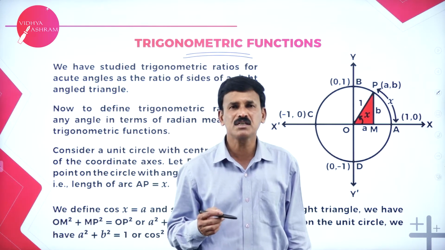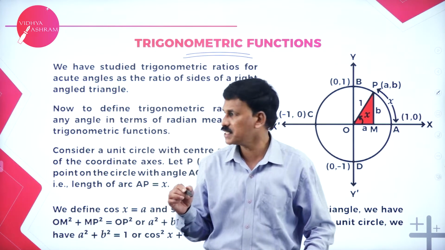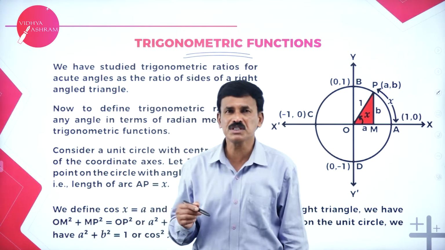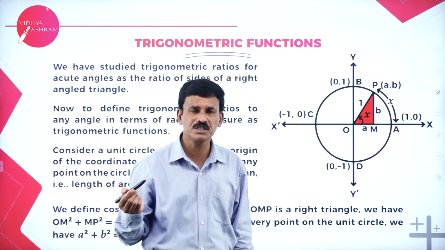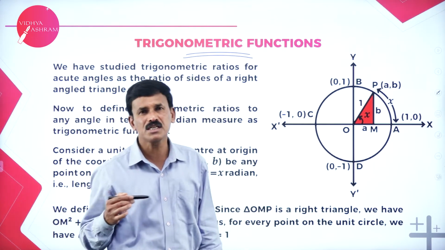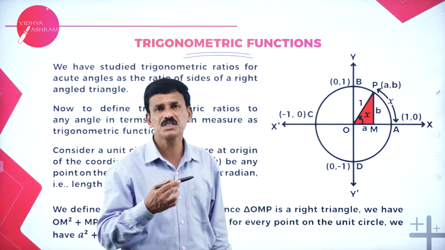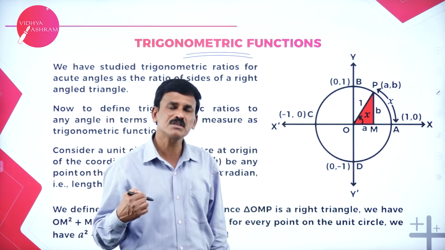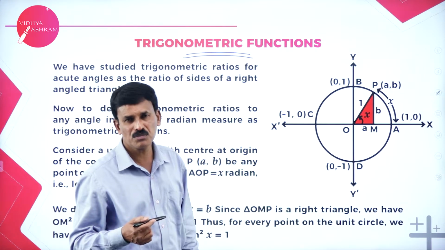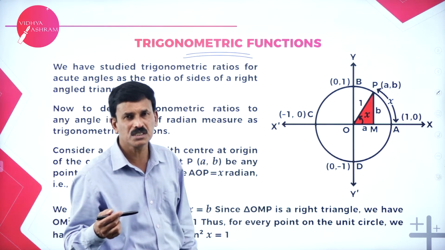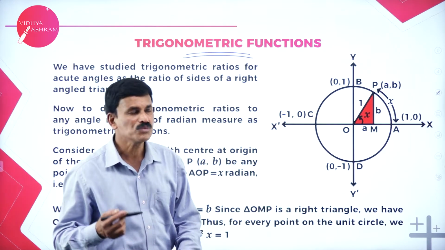Sine of angle theta, sin theta, is always equal to opposite side divided by hypotenuse, right? Opposite by hypotenuse is sin theta, cosine of angle theta is adjacent by hypotenuse, tangent of angle theta is opposite by adjacent, and cotangent is adjacent by opposite, secant is hypotenuse divided by adjacent, and cosecant of angle theta is hypotenuse divided by opposite. You might have studied all those things in previous classes. The same we are going to study once again here.